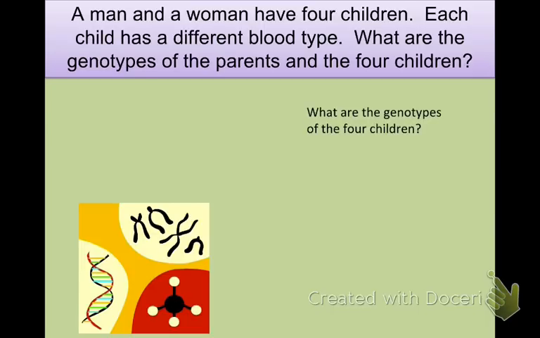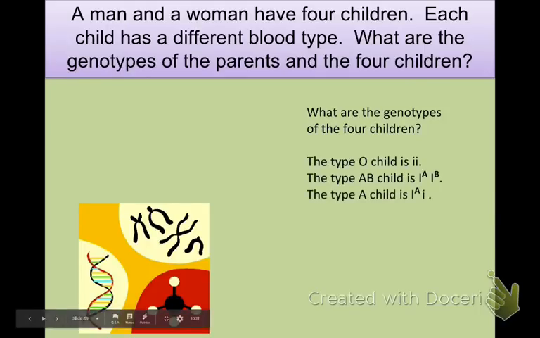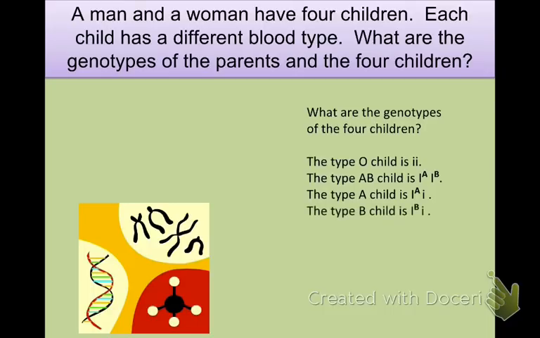So a man and a woman have 4 children. Each child has a different blood type. What are the genotypes of the parents and the 4 children? Holy moly, right? What are the 4 possible blood types? Good. So one is O, one is AB, like you said, one is A, and one is B, because those are the only 4 possibilities.